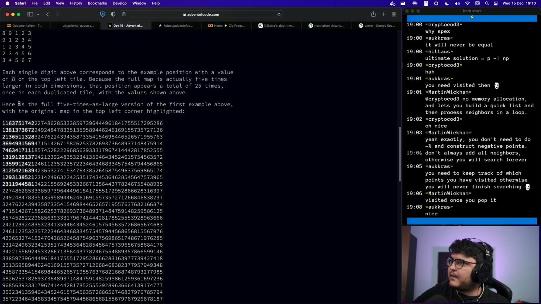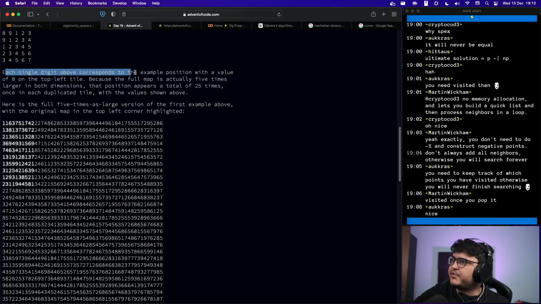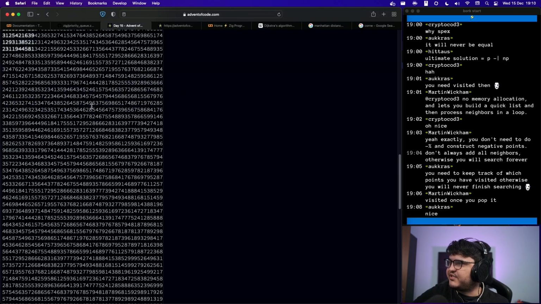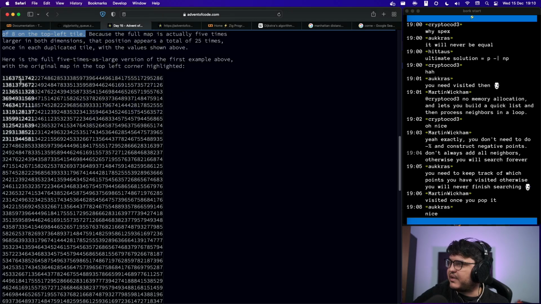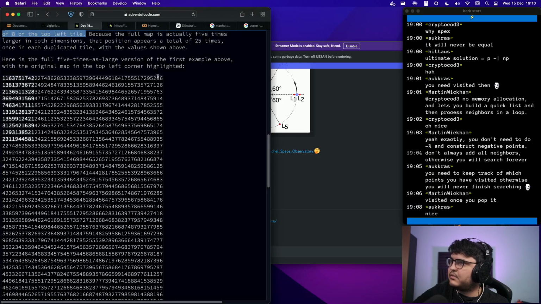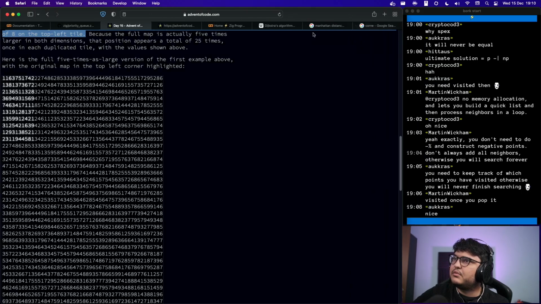Okay, each single digit above corresponds to the example position with a value of 8 on the top left tile. Okay, because that's 5 times larger. Here's a full 5 times larger version. So this is actually not just one example, but the full version of it. So this was the original tile. Oh my god, why did you do this, Mac?